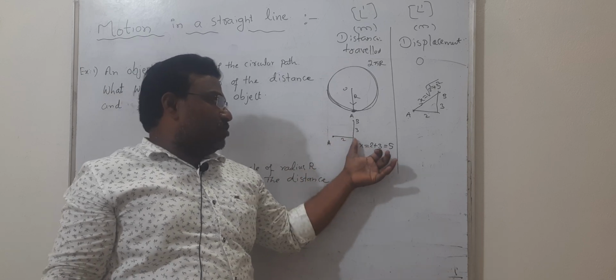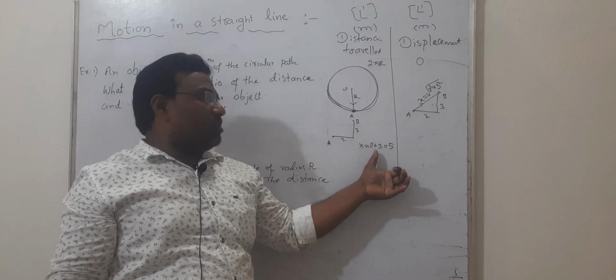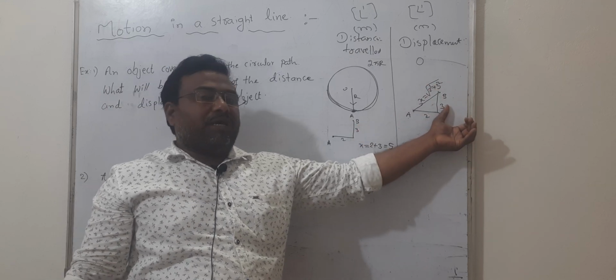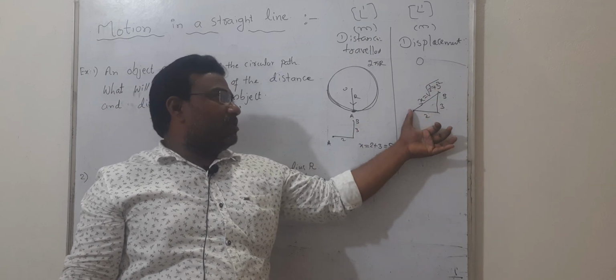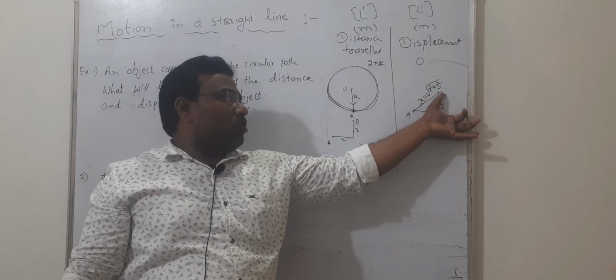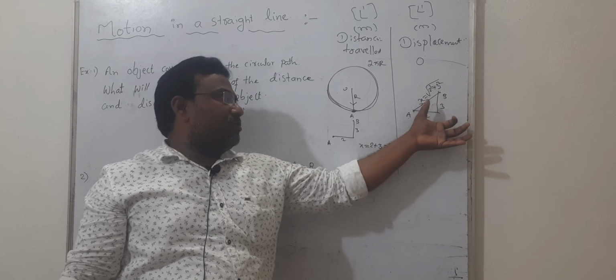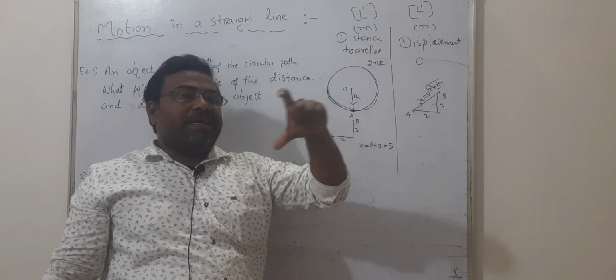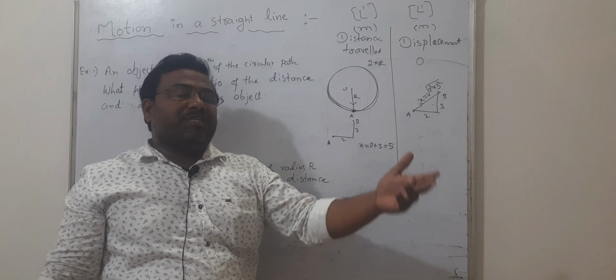It is traveling 2 and then it is 3. So 2 plus 3 both are measured. But in the case of displacement, 2 and 3 are not added here, because this is the initial point, this is the final point. What is the shortest path between these 2 points? That you have to take. Just draw a straight line between A and B and measure the length of that straight line. So that will give you the displacement.